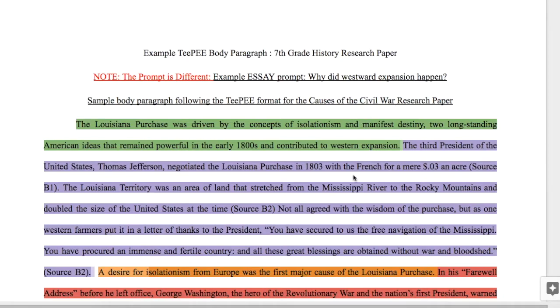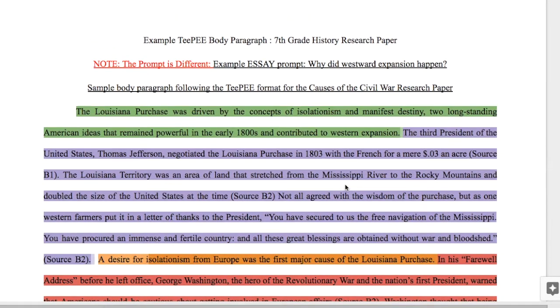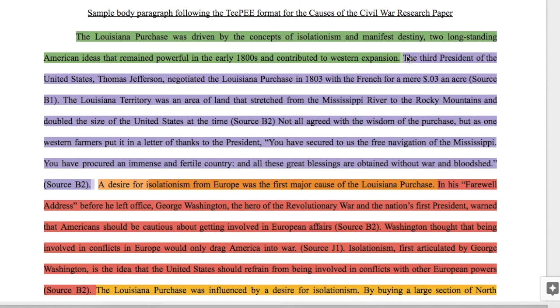In fact, since this is the Louisiana Purchase, a lot of this information would also apply to the causes of the Civil War as well. But just keep in mind that this is not written about the cause of the Civil War. This is why did westward expansion happen. But let's look at this sentence here.